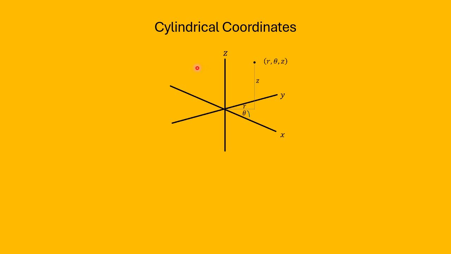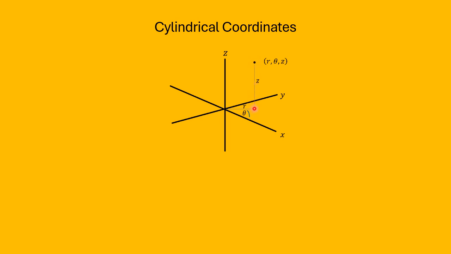Now let's introduce cylindrical coordinates. Let's suppose that in three-dimensional space we have an x-axis, a y-axis, and a z-axis. We want to associate with a point out here in three-dimensional space cylindrical coordinates r, theta, and z. To get these coordinates, we will start at this point and drop a perpendicular down to the xy plane.